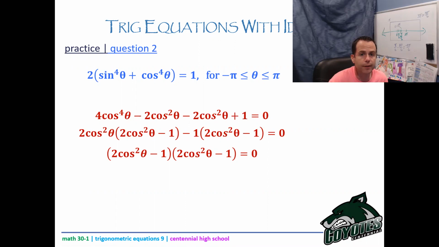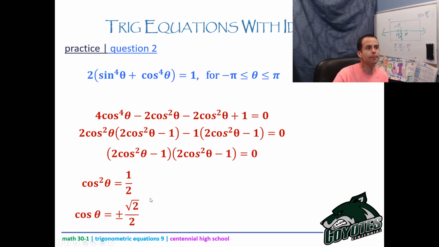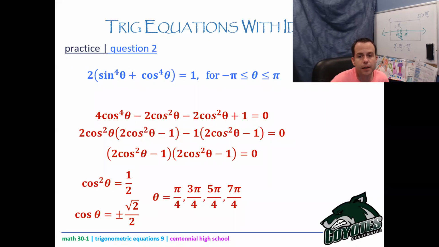Now I go to solve that. I don't have to solve them both, they're the same thing. So cos squared theta equals 1/2, which means cos theta will equal plus or minus root 2 over 2. So now I'm looking for where does cos theta equal plus or minus root 2 over 2. So that's going to be every pi over 4. So I'm looking at pi over 4, 3 pi over 4, 5 pi over 4, and 7 pi over 4.